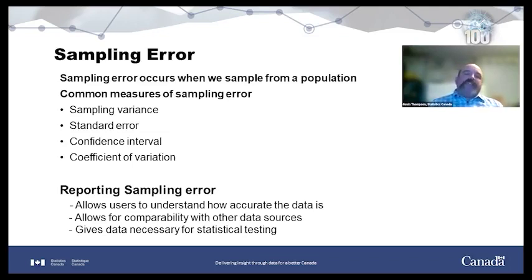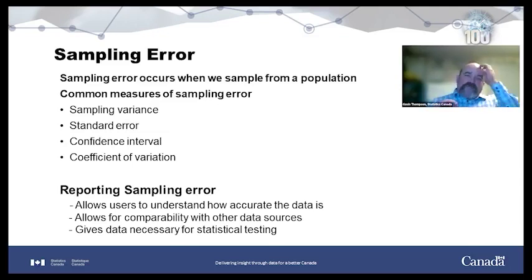So now we're at the sampling error, or as I like to call it, sampling uncertainty. Sampling error occurs when we sample from a population, right? Some of the common measures of this sampling uncertainty are sampling variance, standard error, confidence intervals, and coefficient of variation. And I'm going to go through all 4 of these in the next 25, 30 minutes.